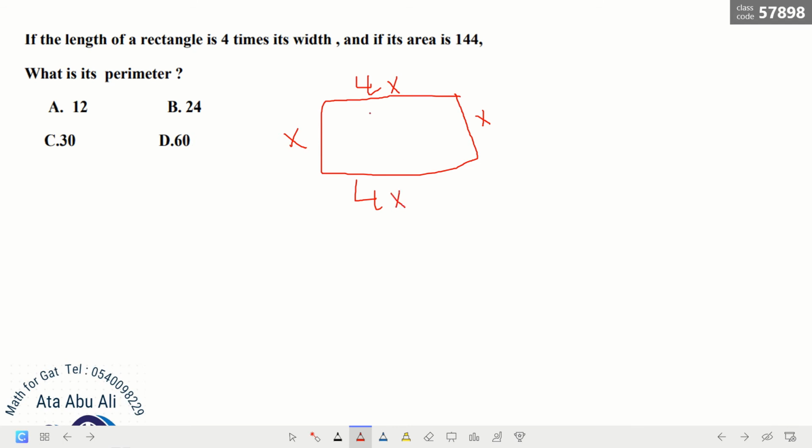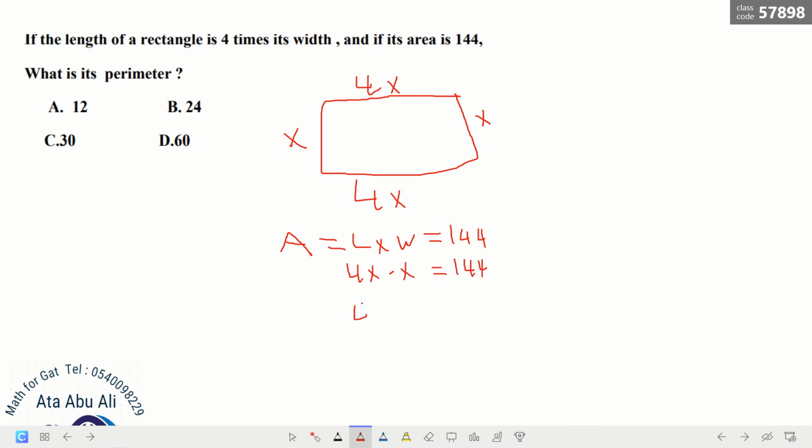So what is the area? Okay, I found the area of the rectangle. The area is equal to length times width. That means if I multiply 4x, that is equal to 144. Length times width, 4x times x. That's equal to 144.